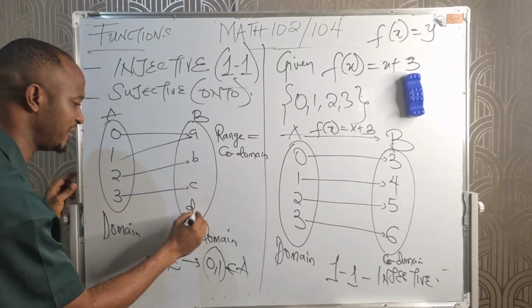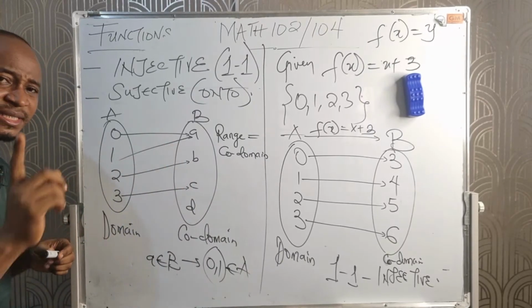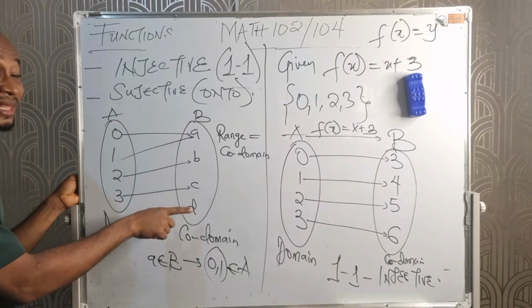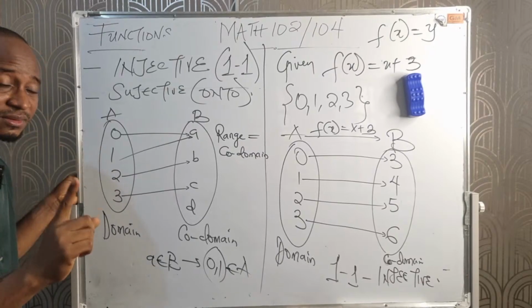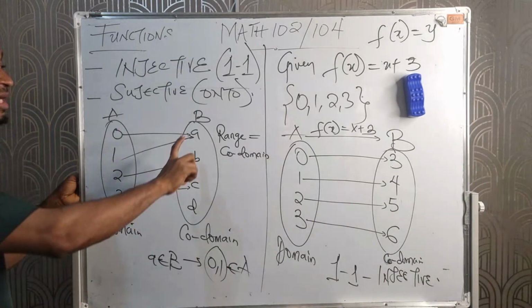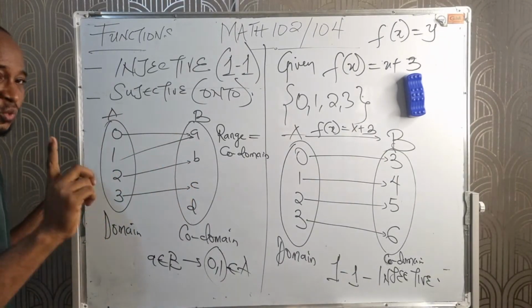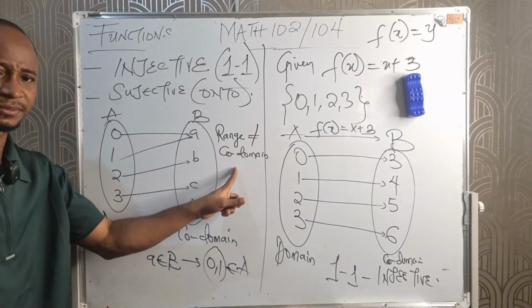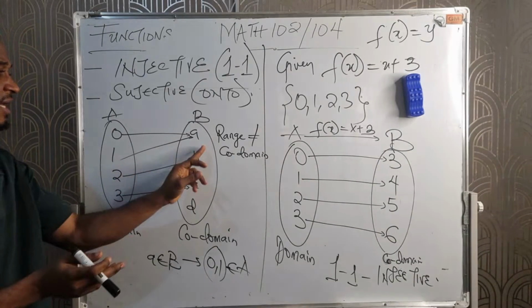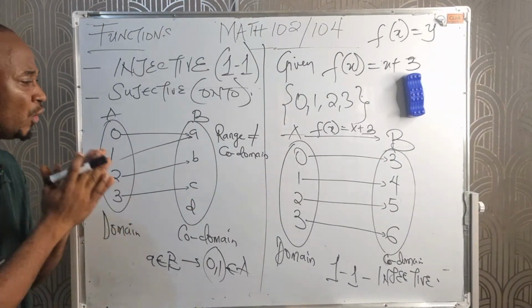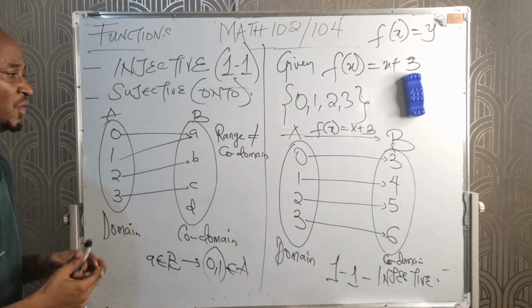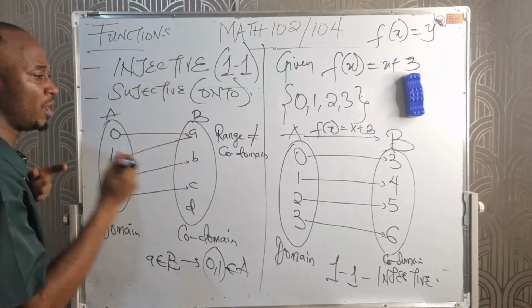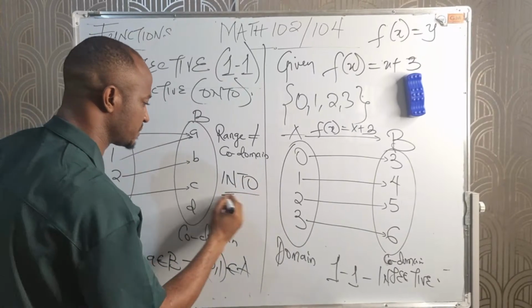But peradventure, if I have D here, this goes in alignment with my definition that says that every element in the codomain must be assigned to at least one. But the range is not equal to the codomain. The range of this function is A, B, and C. But the codomain is what? A, B, C, and D. So I cannot call this an onto or surjective. This becomes an into mapping function.